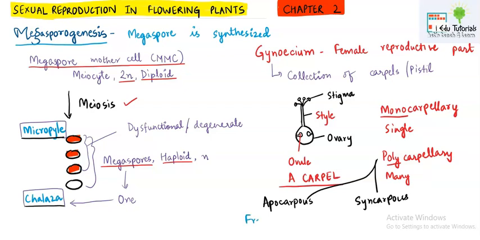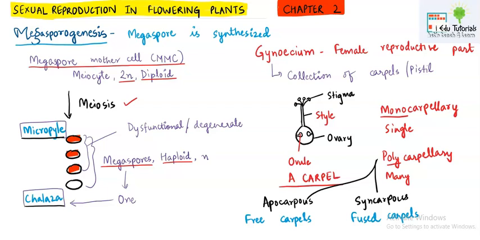So if the carpels are free, means each carpel will have stigma at top, then style and then ovary. That means a multi-ovulary condition will be there. Many ovaries will be there, right? So the apocarpous condition is the one wherein many free carpels will be found. But if all the carpels are going to get fused, then we will say that the syncarpous condition is there, right? So in case of apocarpous, the carpels will be free.